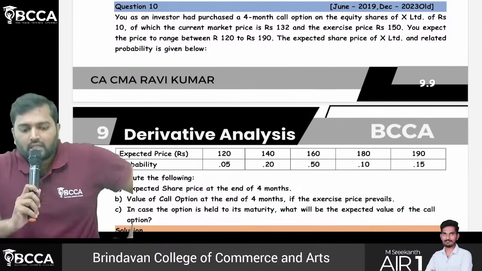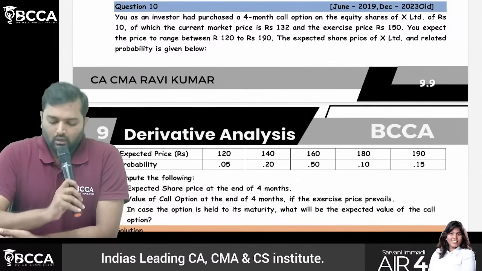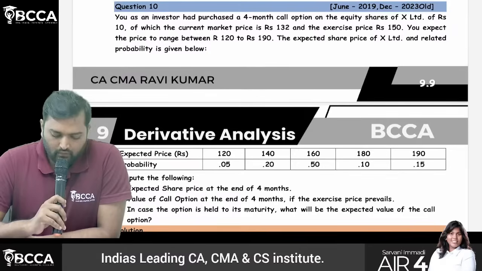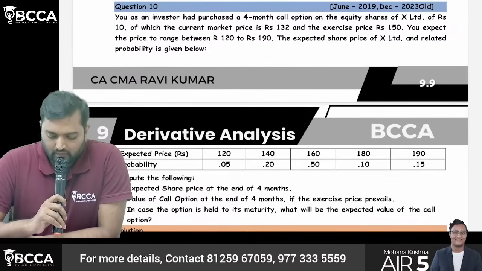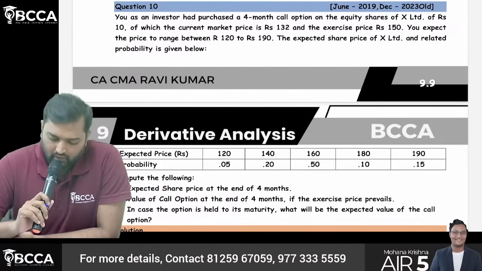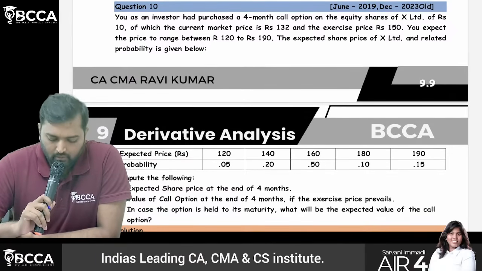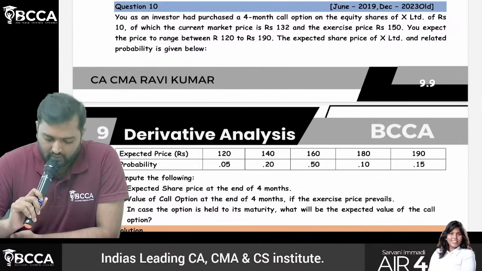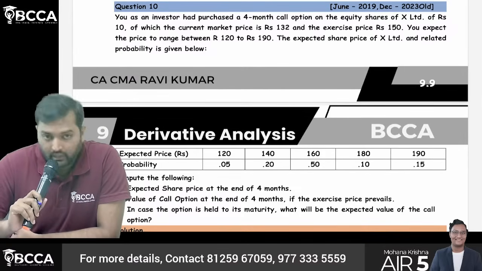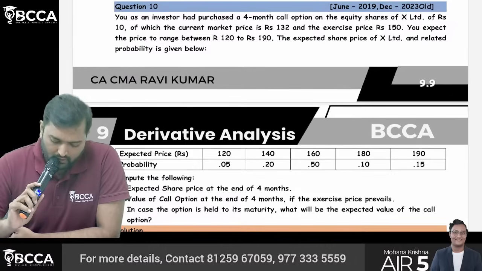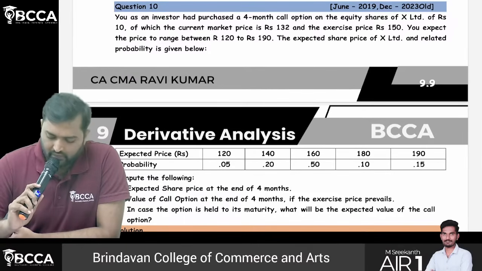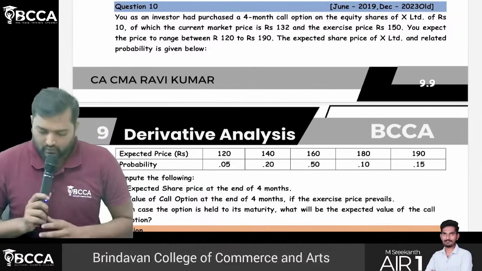You as an investor had purchased a 4-month call option on equity shares of X Limited of rupees 10, of which the current market price is 132 and the exercise price is 150. You expect the price to range between 120 to 190. The expected share price of X Limited and related probability is given below. Expected price: 120, 140, 160, 180, 190. Probability: 0.05, 0.20, 0.50, 0.10, 0.15.